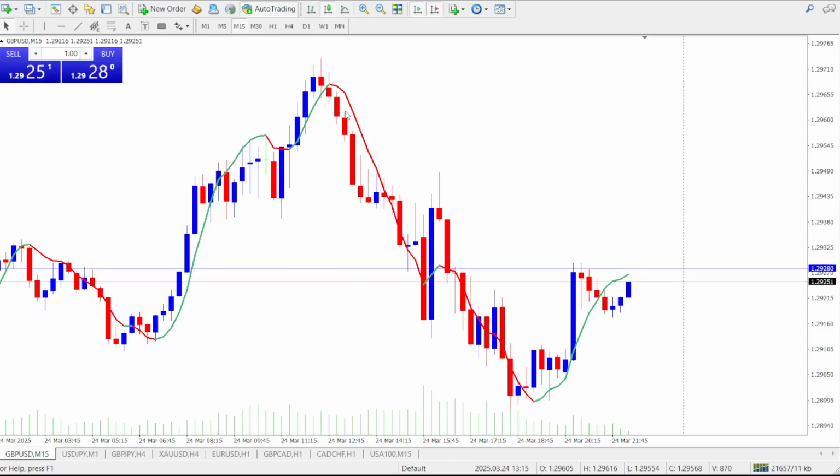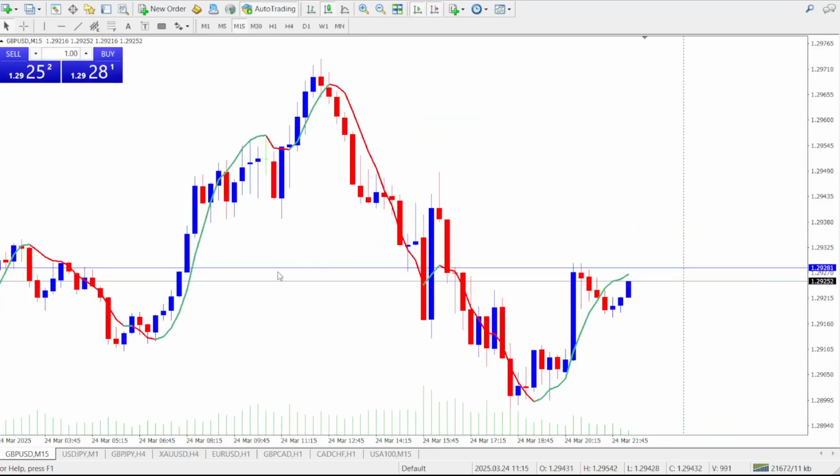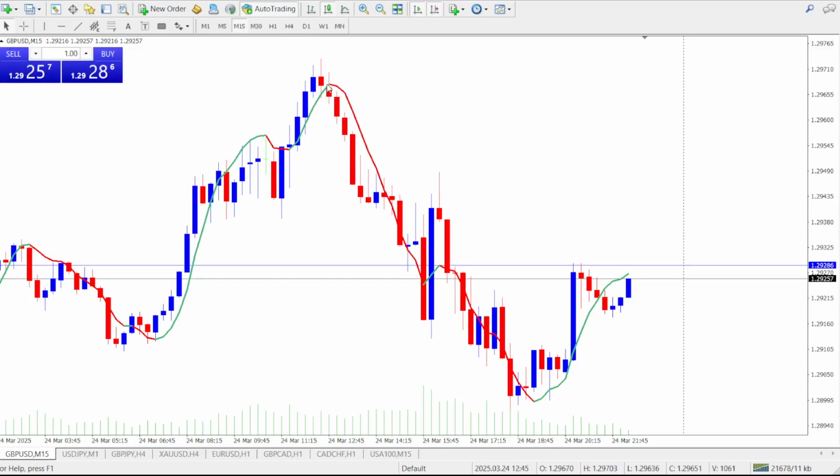So as the market shifts, the color changes automatically, giving traders a visual confirmation of when the trend is changing. When a bullish trend is prevailing, you're going to have the line green in color with the candlesticks moving above it. Then when the trend changes to bearish, you're going to have the color of the line change to red with the candlesticks moving below it.